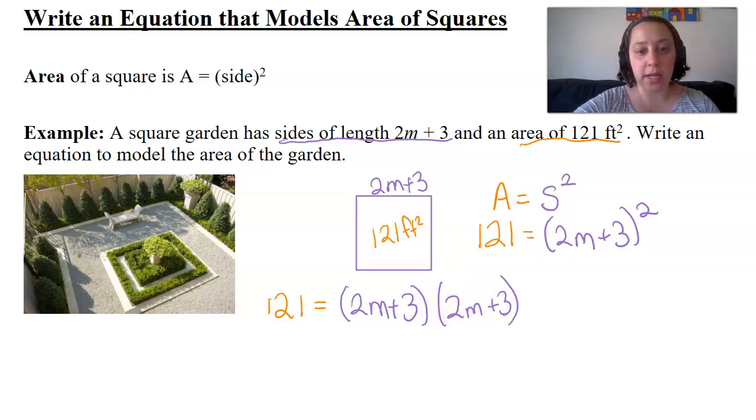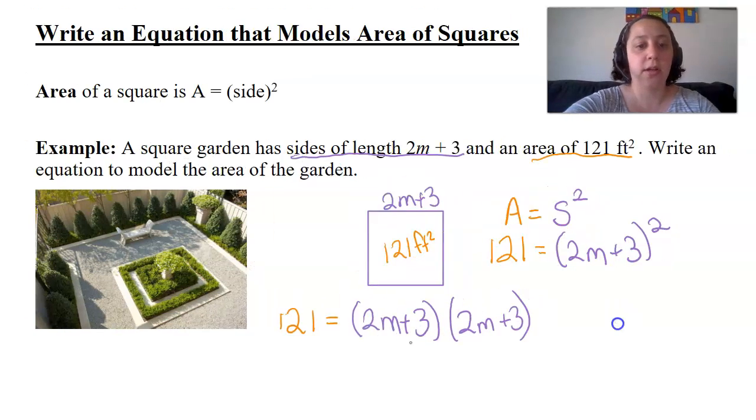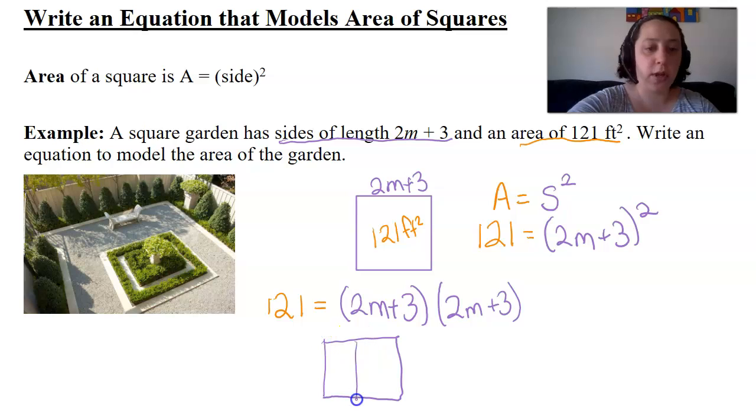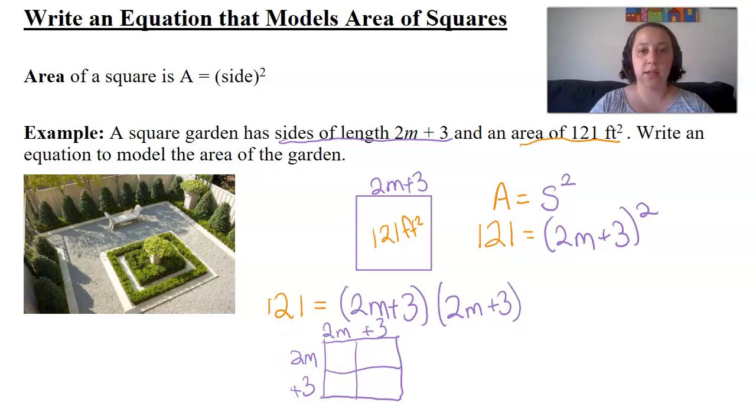Thinking about our old area model for multiplying binomials is really helpful here. In our old area model, we were drawing squares. So we put 2m plus 3 on the top and 2m plus 3 on the side. Again, remember, a square has the same thing on all sides.